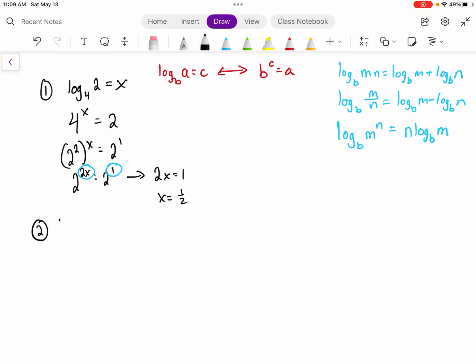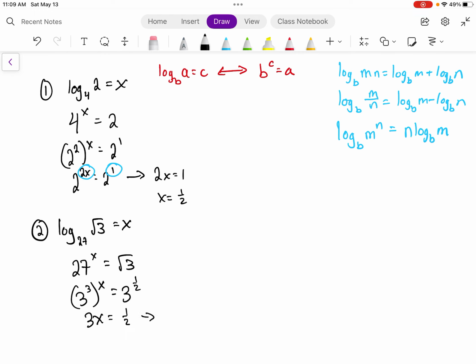Second guy, we're going to do log base 27 of root 3. So again, we say this equals x, and I have 27 raised to the x. 27 to what power equals root 3? Anytime I see a 27 in one of these problems, it's a giveaway that I'm probably going to want to put things with the base of 3. So this is going to be 3 to the third, not 3 times 3, 3 to the third to the x. And root 3, we know that's just 3 to the half. So similarly, just like above, we're going to get 3x equals a half, or x is a sixth. Okay, so that's that answer.